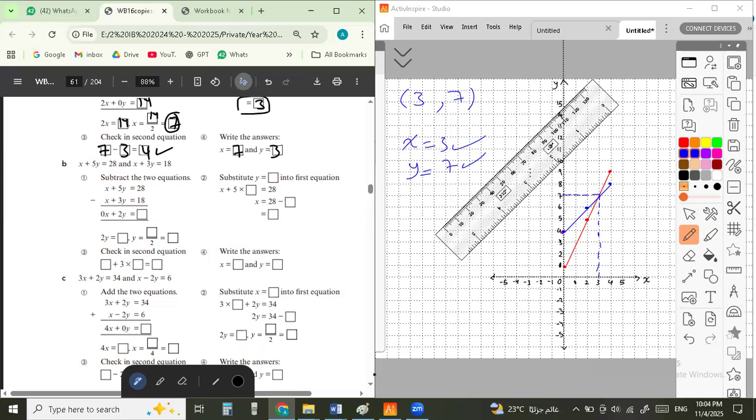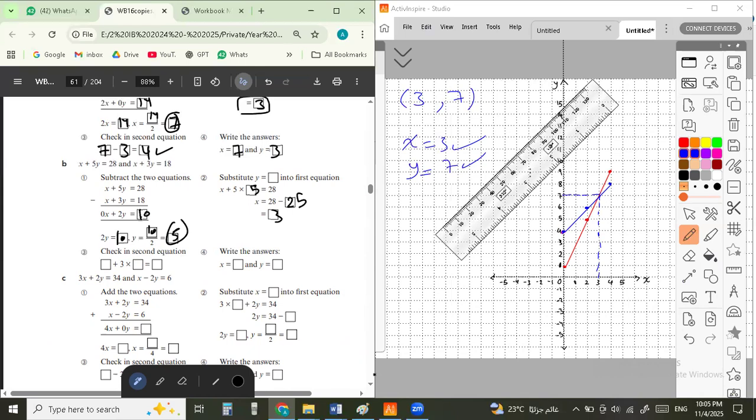5y minus 3y is 2y. 28 minus 18 is actually 10. So 2y equals 10, y equals 10 over 2. I'm going to send the 2 over to the division. So y equals 5. Substitute in the first equation. So x plus 5 times y, which is 5. y we found that is 5. Well, then x equals 28 minus 25, because 5 times 5 is 25. So x is 3. Check.